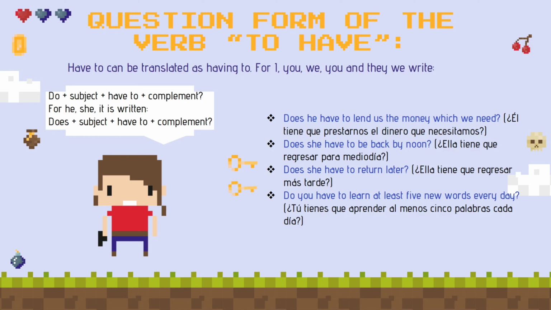Example. Does he have to lend us the money which we need? Él tiene que prestarnos el dinero que necesitamos. Next. Does she have to be back by noon? Ella tiene que regresar para mediodía. Does she have to return later? Ella tiene que regresar más tarde. Do you have to learn at least 5 new words every day? ¿Tú tienes que aprender al menos 5 palabras cada día? Next.